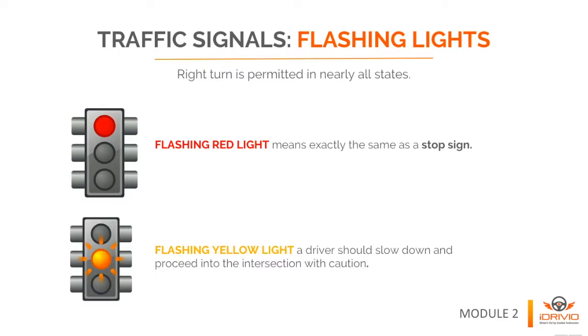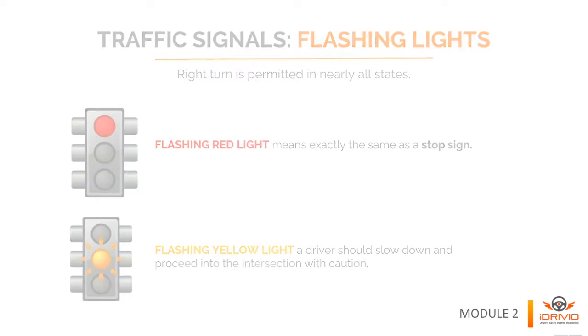A flashing yellow light: a driver should slow down and proceed into the intersection with caution. First, slow down to look for pedestrians, cross traffic, or other obstacles in your route. Second, if there are none, you may proceed with caution. Third, if there are pedestrians or other vehicles in your way, you must stop.